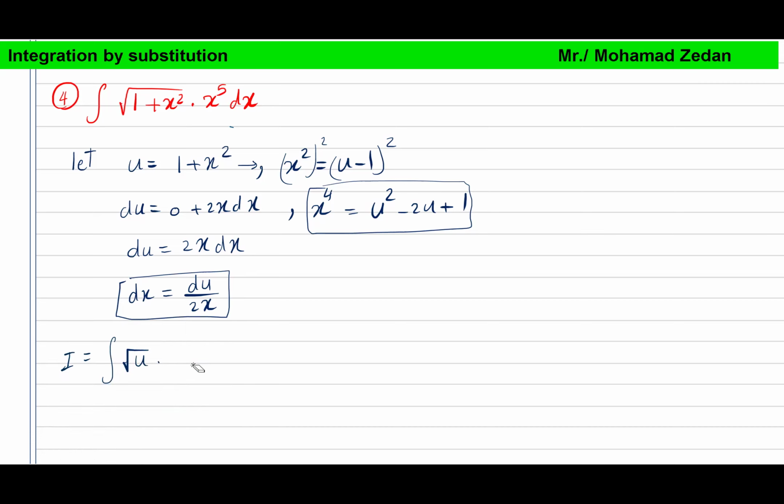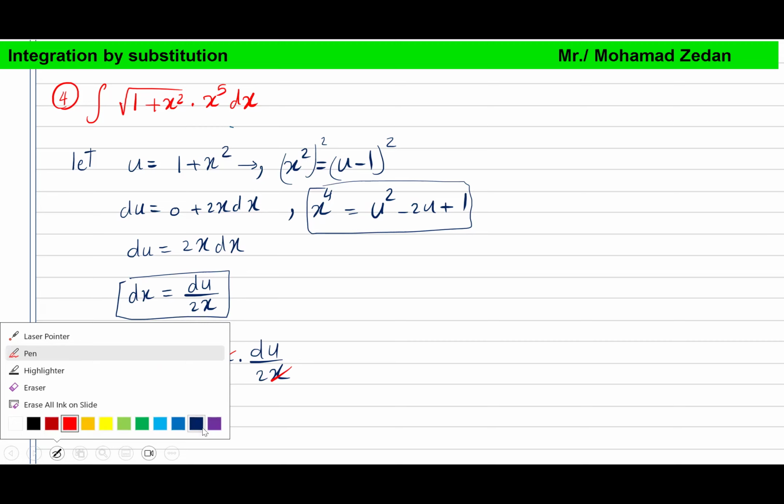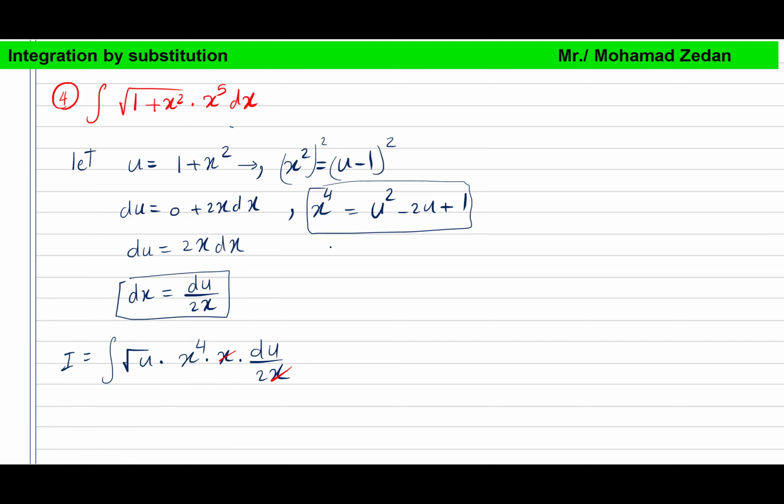I can rewrite this function as the square root of u times x power 5, which can be written as x power 4 times x, and the dx is du over 2x. Now simplify, cancel out: x divided by x is 1.